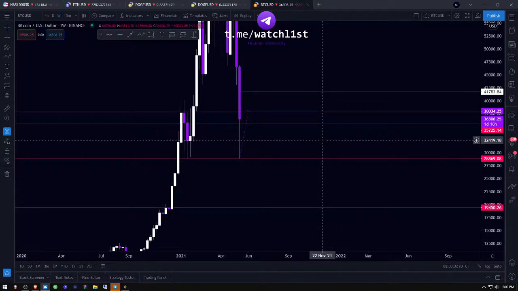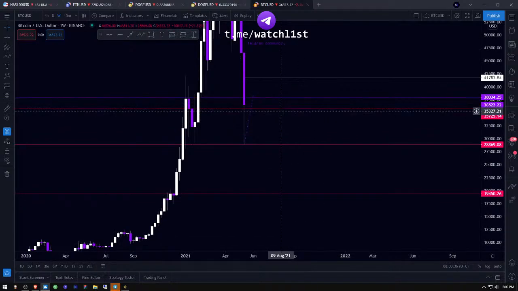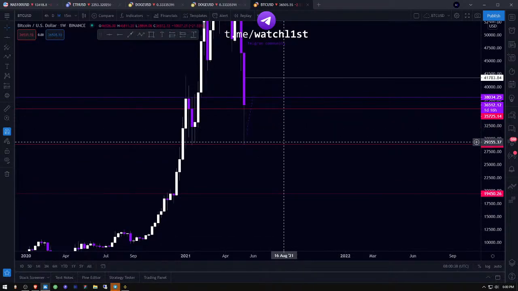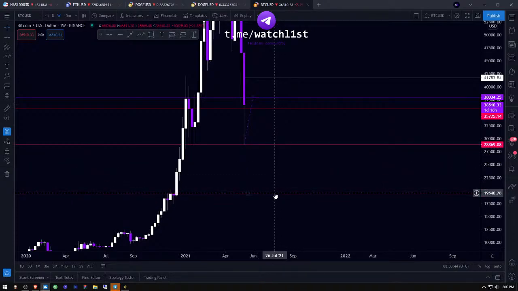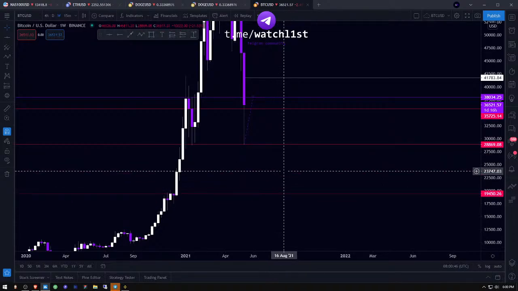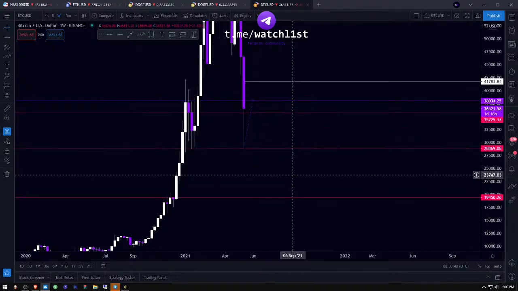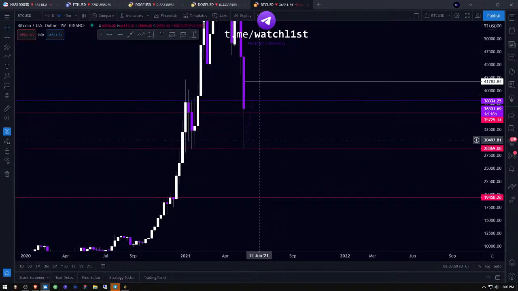This is purely from a technical aspect, pure price action. More than likely going to see a sell-off back down to that 28,888, or even another possibility down to that 19,450. Now, either way, we're not trading on weekly time frames, so that shouldn't matter.